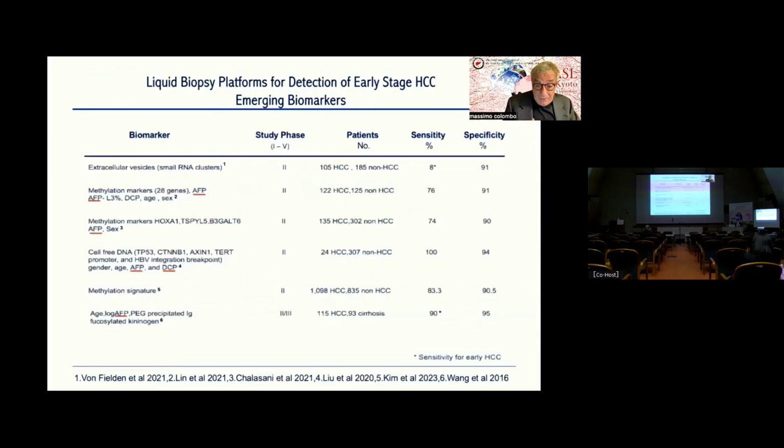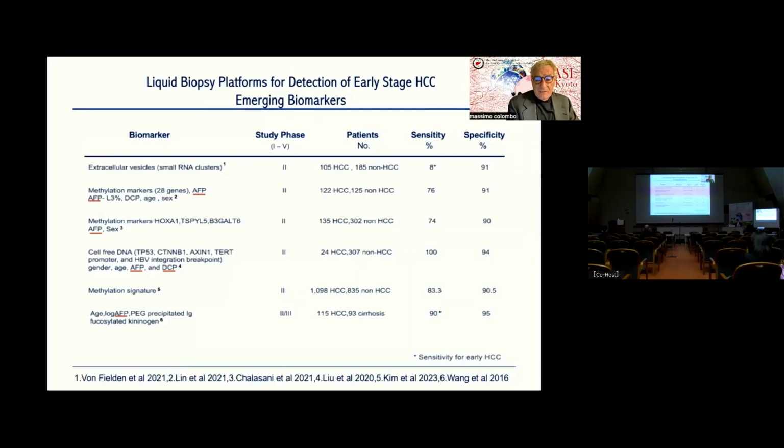Alpha-fetoprotein stands as a pillar of this new algorithm, not only in GALAD, not only in the Semmler algorithm, but also elsewhere. And this is a list of the new biomarkers that are being investigated as liquid biopsy platforms and are engaged in phase 2 to 3 studies. The most promising ones are the cell-free DNA of genetic alterations that have to do with carcinogenesis, coupled with gender, age, demography, alpha-feto, and DCP.